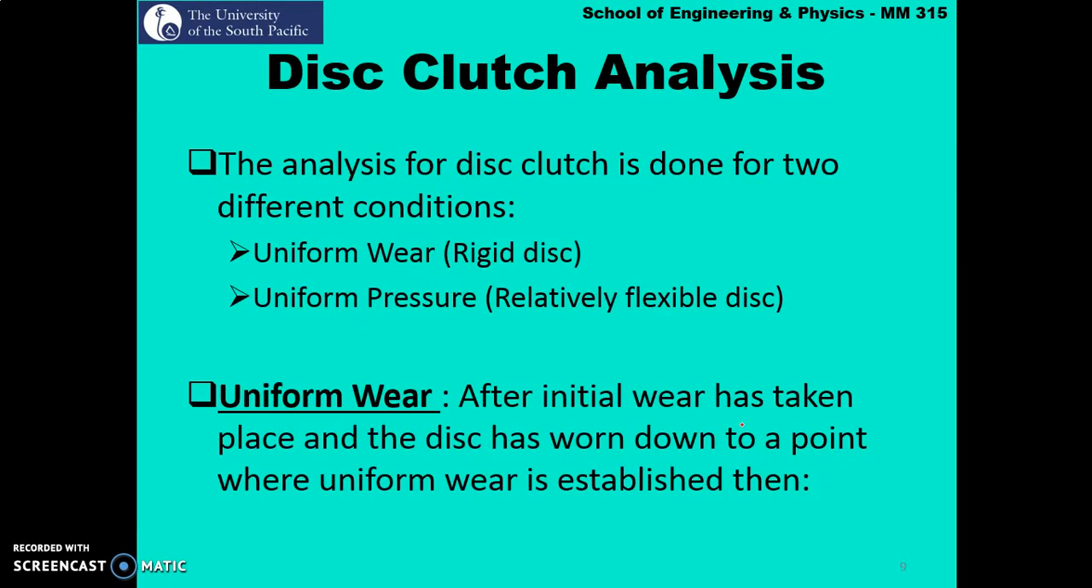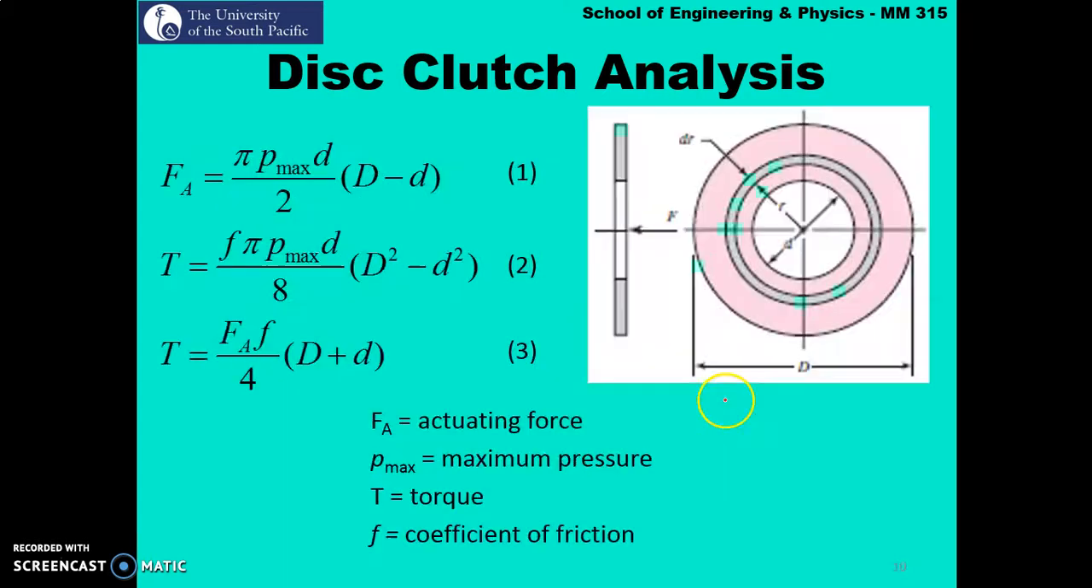So now let's look at disc clutch analysis. The analysis of a disc clutch is done for two different conditions. One is uniform wear, when we assume that the disc clutch is a rigid disc, and the other is uniform pressure, when we assume that the clutch plate is flexible in nature. For uniform wear, after initial wear has taken place and the disc has worn down to a point where uniform wear is established, these equations can be used. You can see that these equations are similar to the equations that we use for analysis of disc brakes. So clutch and brake analysis is similar.